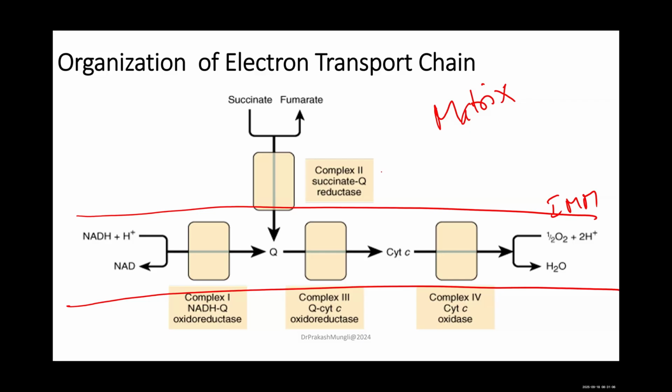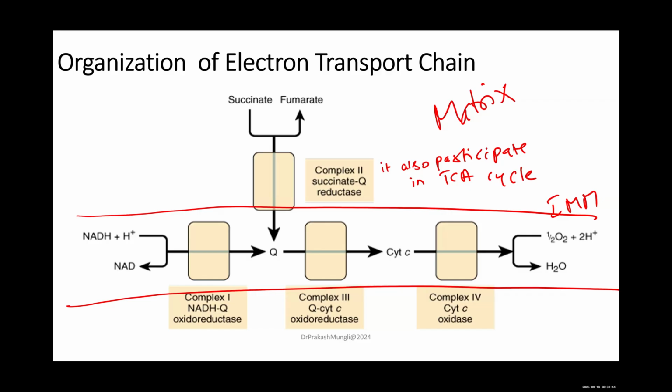Complex 2 also participates in TCA cycle. We are going to study exactly the name of the complex 2 which participates in TCA cycle. So that's why it is projected into the matrix, while on the other side it is also participating in the electron transport chain. Other than this complex, the other 3 complexes which are fixed complexes, complex 1, complex 3 and complex 4, are embedded in the inner mitochondrial membrane.